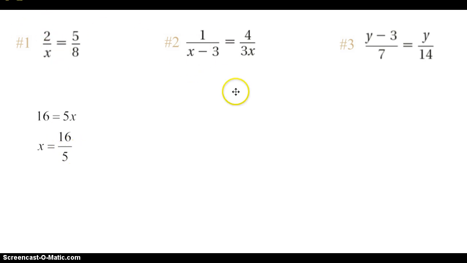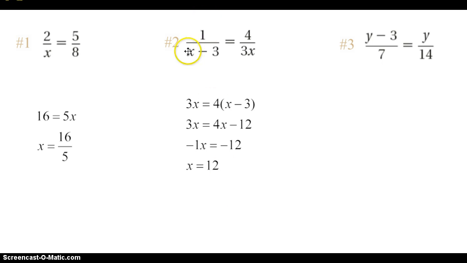So the next one here, we're going to get 3x equals 4 times the quantity of x minus 3. That's 4x minus 12. Some people are still making that mistake, not distributing to the second number. I subtract, I get a negative, and my final answer is positive. Checking: 1 over 12 minus 3, 1/9. 4 over 36, which is 1/9. So you can check your answer.